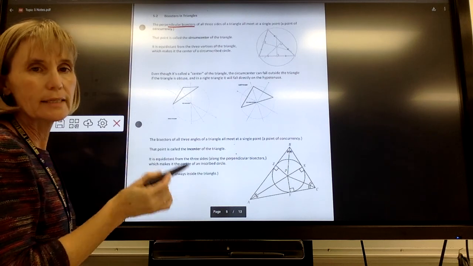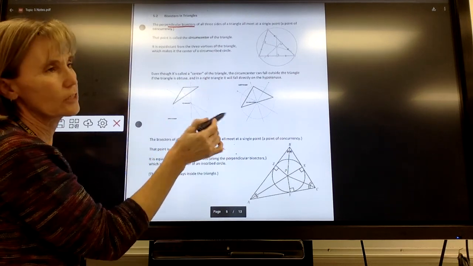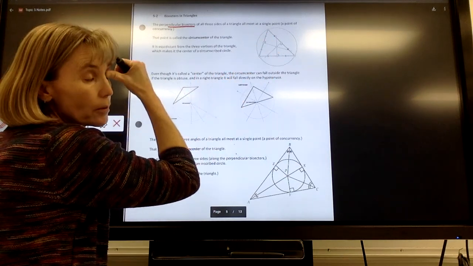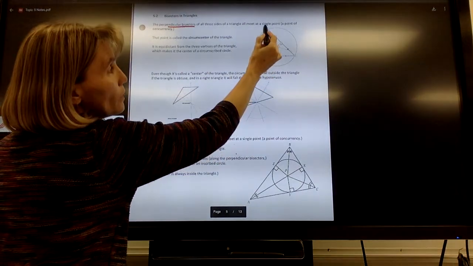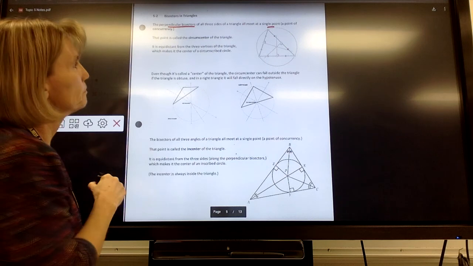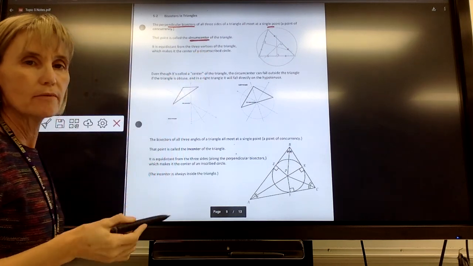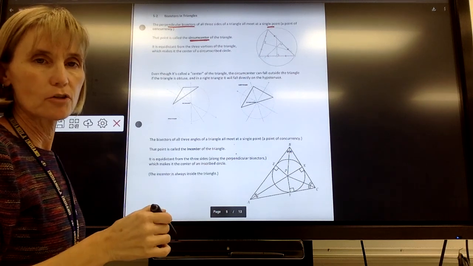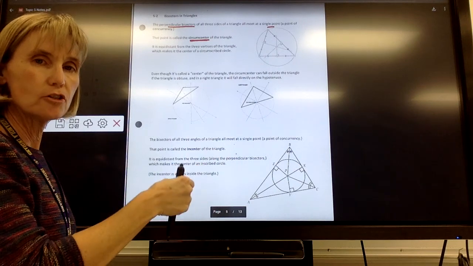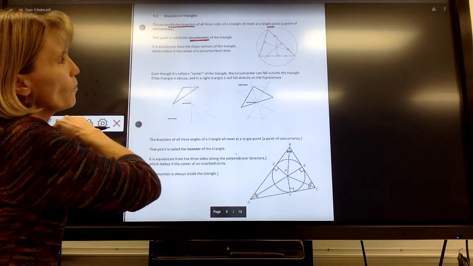So we're going to bisect each side of the triangle. And if we do that and we extend those sides, all three of the perpendicular bisectors are going to meet at a single point. We call that a point of concurrency, and we call that the circumcenter. I'm going to give you some vocabulary today that you're going to need to remember. Number one is that a circumcenter is connected to a perpendicular bisector. So you want to highlight those two in your note packet.